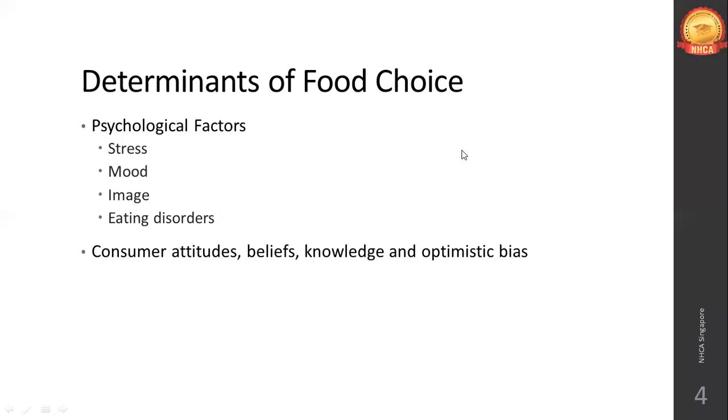Then we have consumer attitude, beliefs, knowledge, and their optimistic bias. For example, the kind of dietary fat that you use has changed. If you look at India's use of fat, do you think cheese was something that we used to use in Indian households? At least even 20 years back, in a middle class Indian household, was cheese something that was always available?